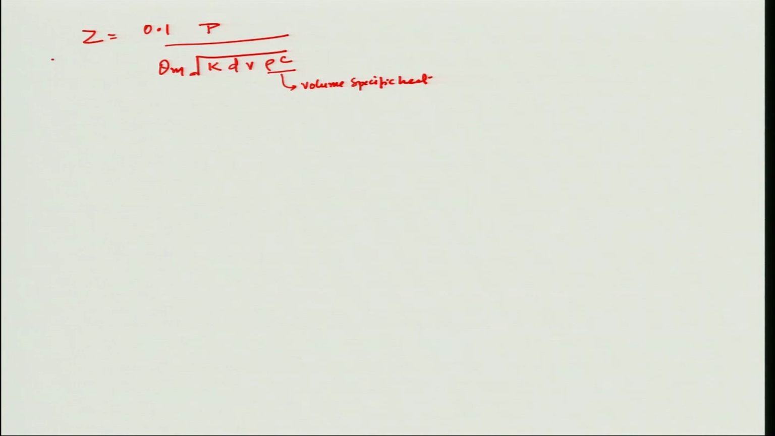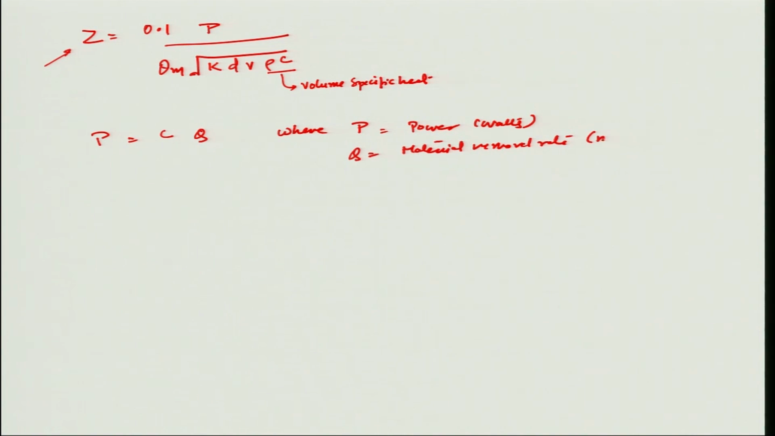So this was one way of formulating the Z value, and we had earlier obtained another simpler way of estimating this with just the formula power P equals C times Q, where P was power in watts, this is beam power, and Q was the material removal rate in millimeter cube per minute. That is how we would estimate the depth of melting temperature Z.